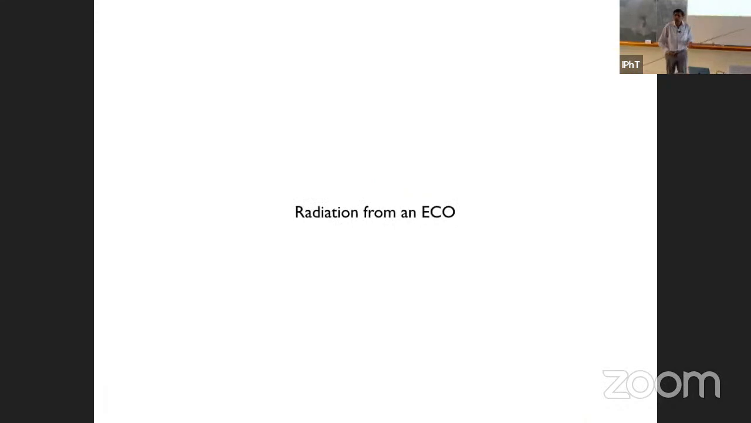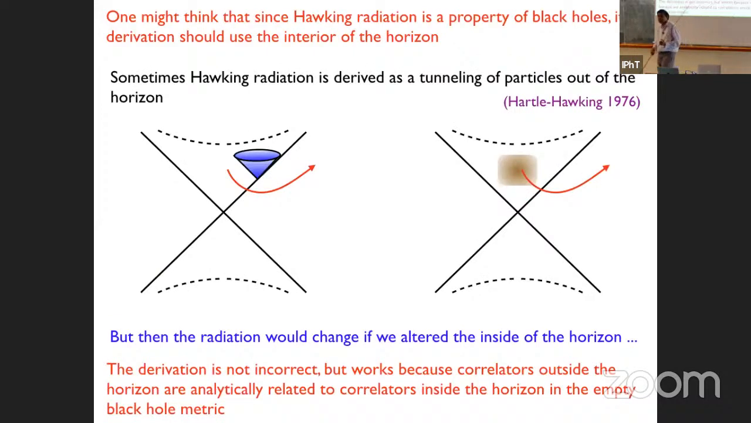Okay, what about radiation from an ECO? Now, normally, even if you have the temperature the same for two objects, the radiation is not the same. For example, if you have a small body and a large body, how much you radiate depends on what the body is made of and how big it is and everything. But we'll see there's something very universal once you get to an extremely compact object. So let's ask where the Hawking radiation comes from.